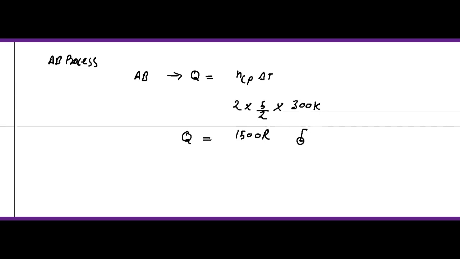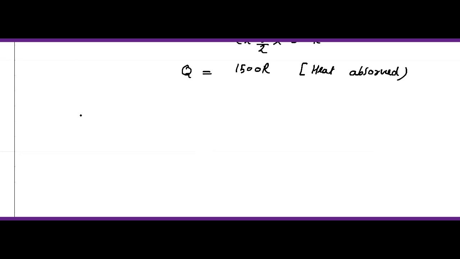That means heat is absorbed. Now similarly we take the second part, this is the BC process. Now here temperature is constant and this is the isothermal process. So here delta T is equal to 0. That means internal energy change delta U is also 0. So now delta Q is equal to delta W.